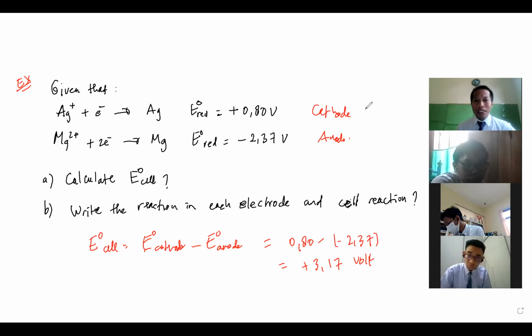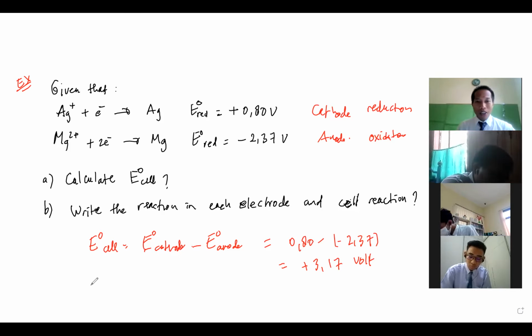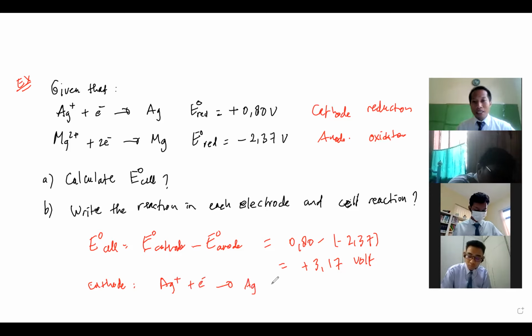Jadi cathode ini yang terreduksi ya. There's a reduction here because of the cathode, and at the anode there is an oxidation. Nah sekarang kita tuliskan mana reaksi di elektrodanya. Di katodanya reaksinya seperti apa? In cathode, because there is a reduction, it is already the reduction. So Ag plus plus electron become Ag. Ya, reaksinya seperti itu.